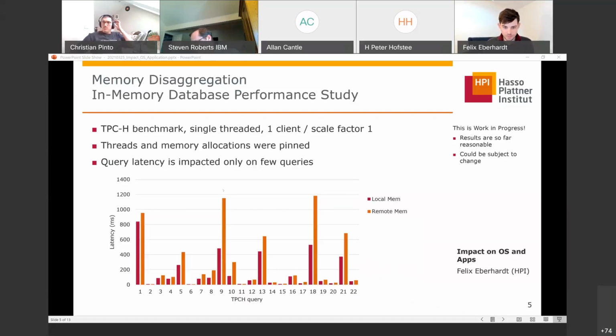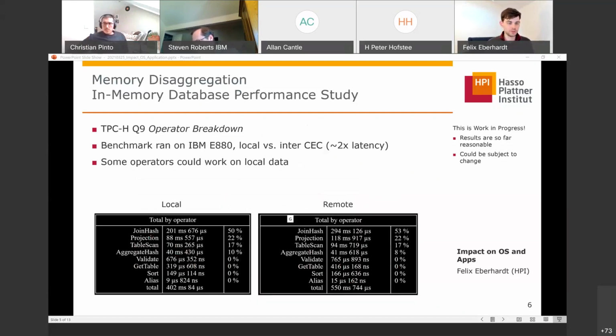But let's have a look at some of those very heavily impacted queries. So for example, here we look at query 9 and we do an operator breakdown. Every query, of course, in a database is decomposed into different operators, for example, a join, a projection, a table scan, and so on.